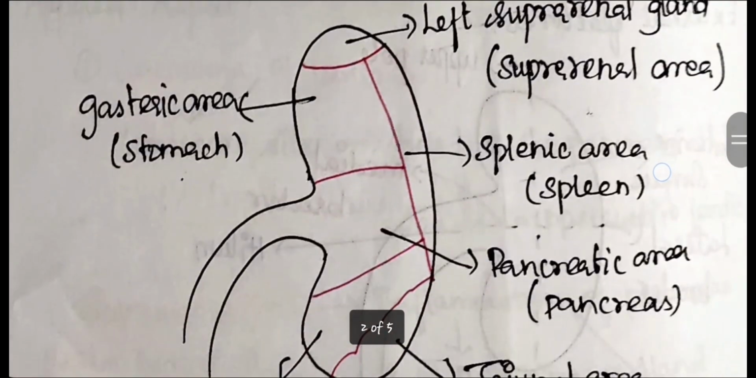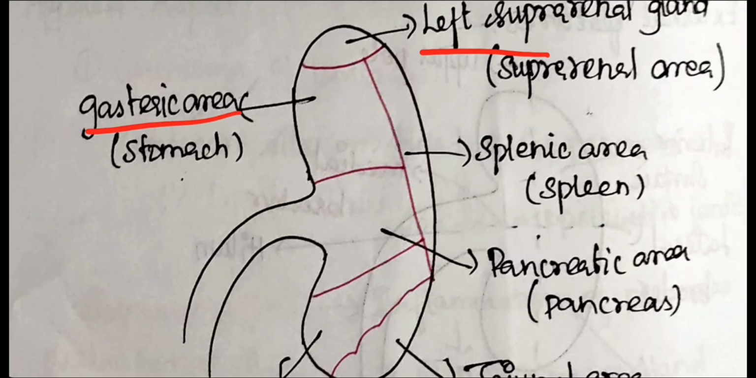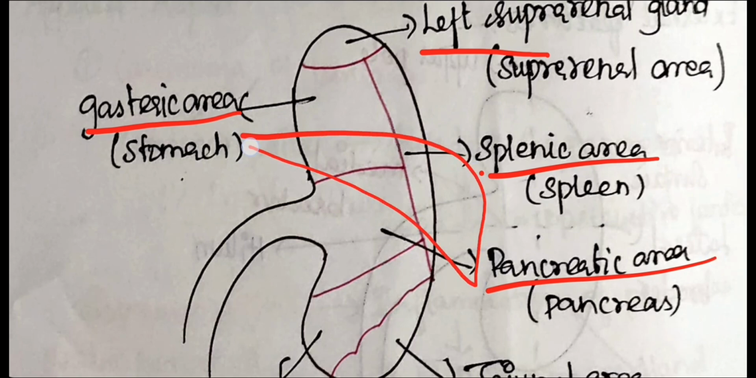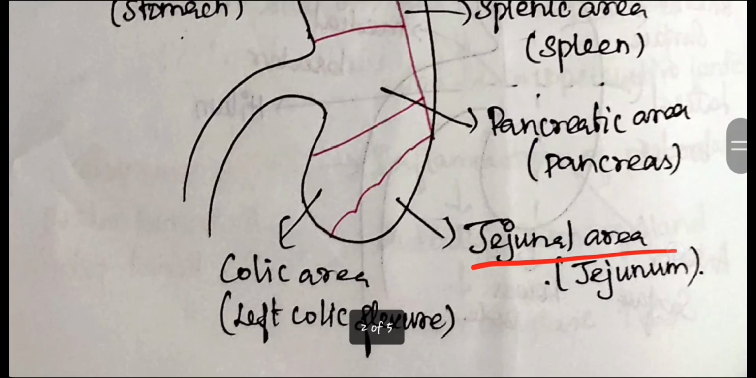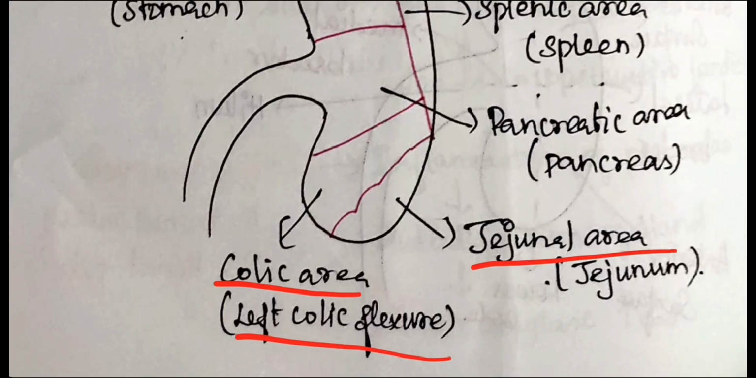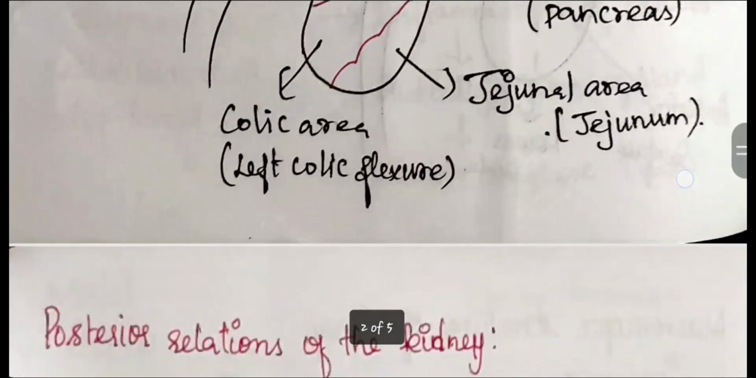Coming to the anterior relations of the left kidney, we have the left suprarenal gland. On the left side we have a main organ, that is the stomach. So the gastric area. The stomach is closely related to the spleen, so the splenic area. The spleen is related to the pancreas, so the pancreatic area. All these three organs are closely related, so all these areas are present. Then the jejunal area and the colic area. In this colic area, the left colic flexure is present. Okay, so these are the anterior relations of the left kidney.